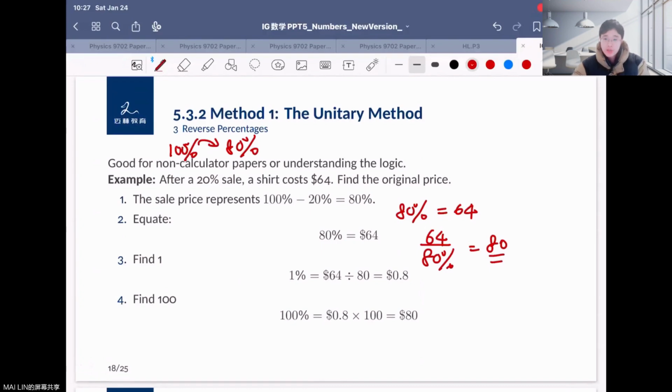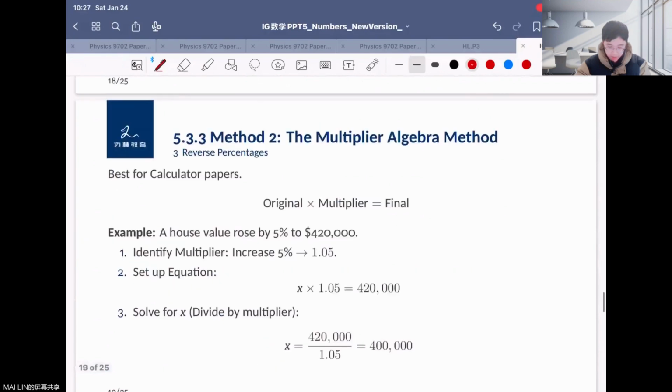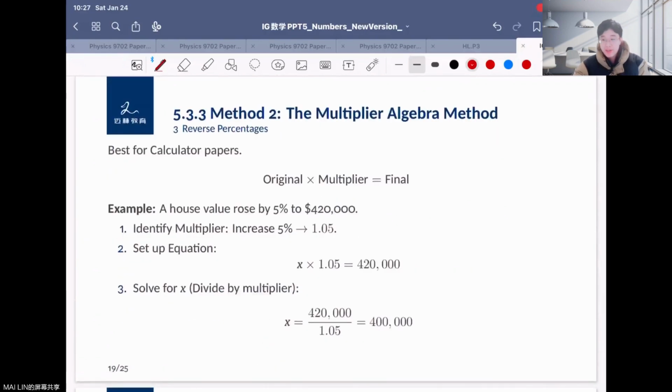For this problem, you can also use an equation. If you're familiar with x, you can let the original price be x. Then 1 minus 20% equals 80%, and we multiply by x, the latest price, which equals $64. The final answer is x equals 80. It's not very difficult. In this problem, we know that original times multiplier equals the final.